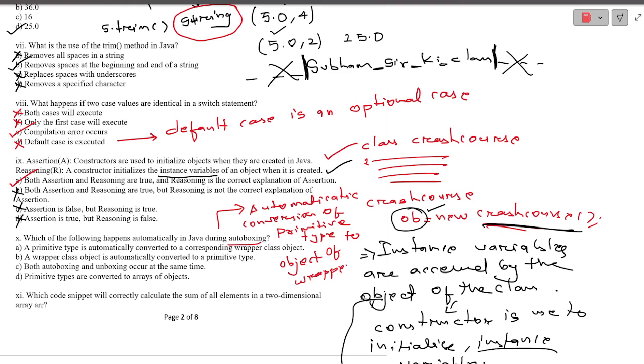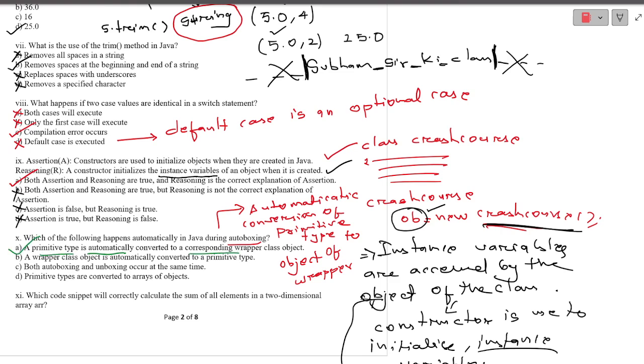If you want a clear understanding about autoboxing and unboxing, there is already a video. You can check out the playlist to understand deeply the difference between autoboxing and unboxing. Okay, now in these options, whichever satisfies our definition will be the correct one. The first option says a primitive type is automatically converted to a corresponding wrapper class object. See, the keyword automatic is there, and here is also the conversion of primitive type to wrapper class. So this is absolutely correct.